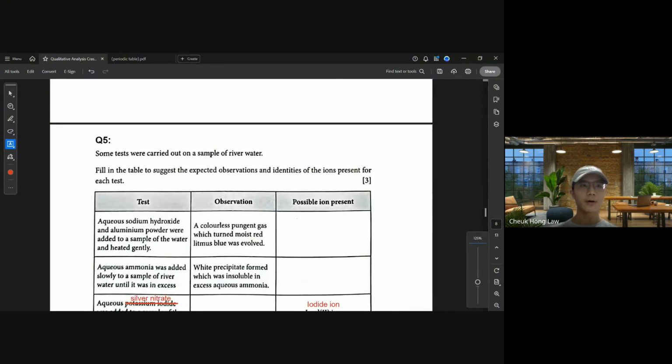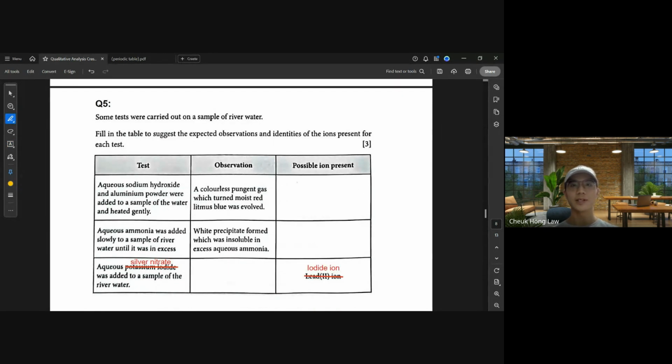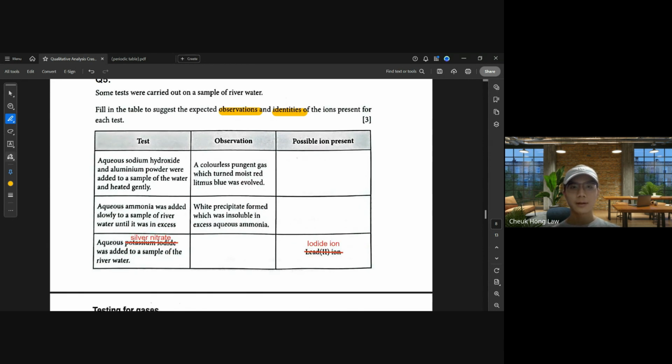Some tests were carried out on a sample of river water. Fill in the table to suggest the expected observations and identities for the ions present. So test number 1, aqueous sodium hydroxide and aluminum powder were added to a sample of water and heated gently. So this one is testing for nitrate ion.